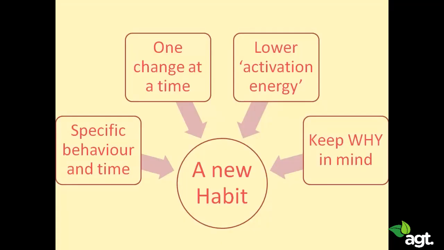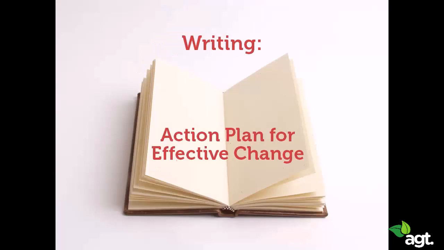We need specific behavior and time. We need one change at a time. We want to lower our activation energy. We want to keep the why, our reasons in mind. We'll look at them in more detail now. In the resources, you can find a worksheet, a template for an action plan to create effective change. It's a tool to put into action those 4 elements in a systematic manner.